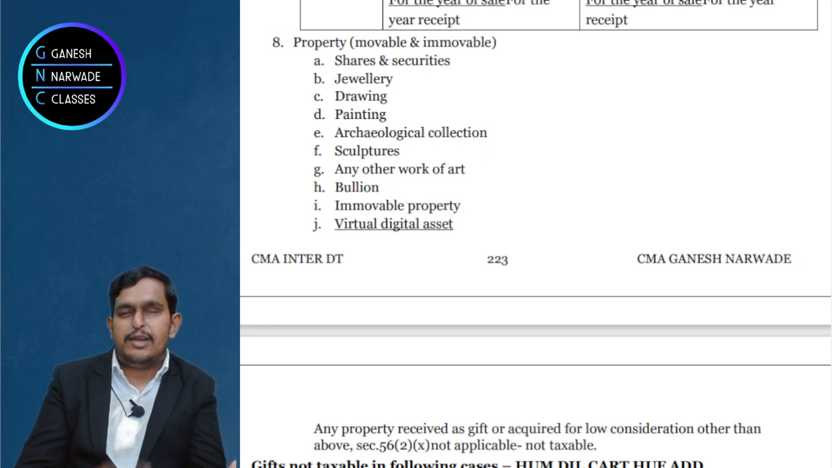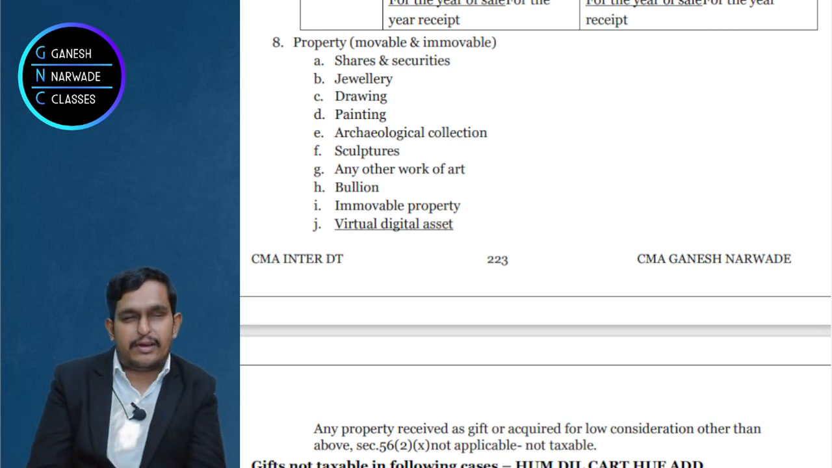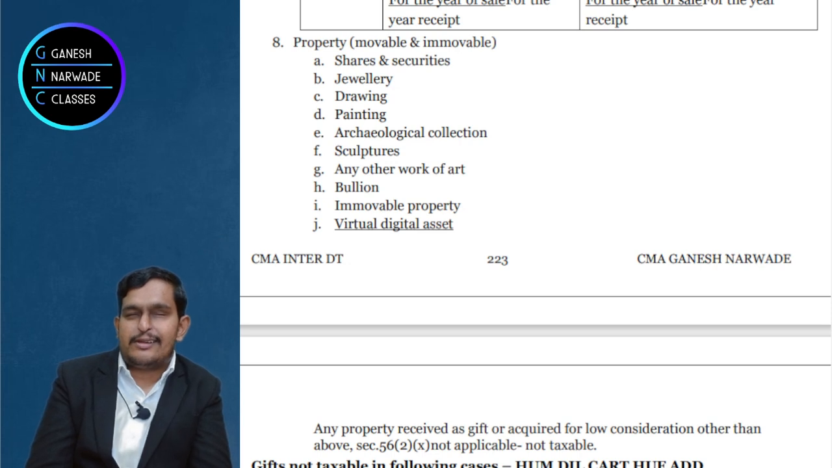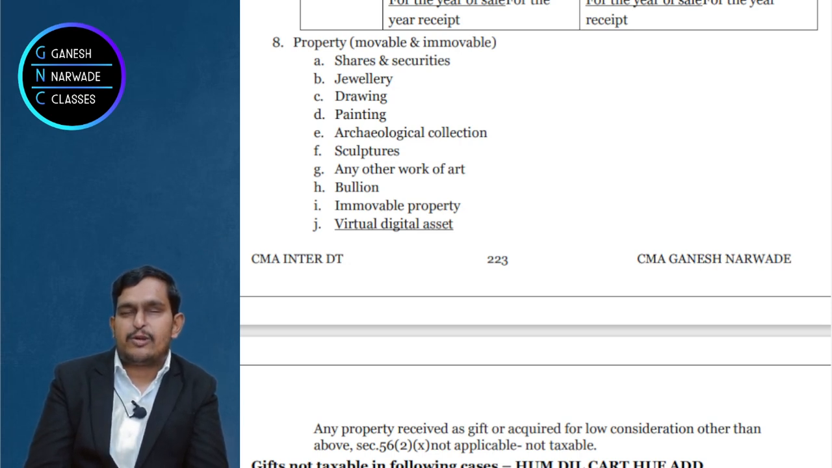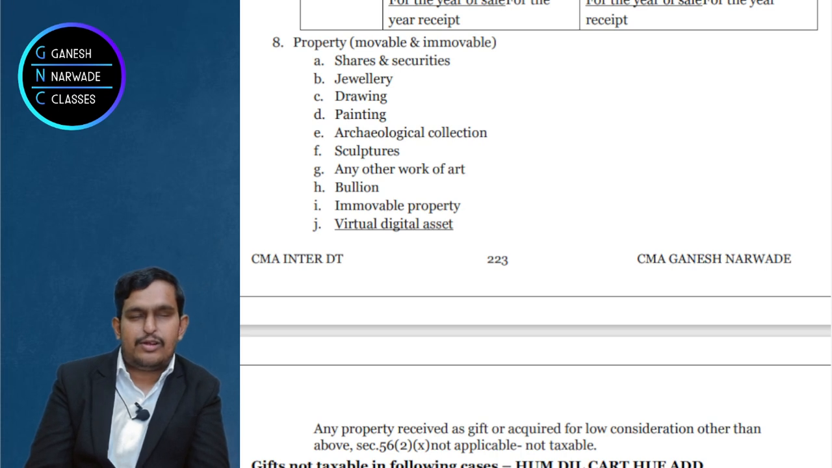So what is it? Jewelry, painting, archaeological collections, work of art, drawings and sculptures, that is 6. Bullion, shares and securities, virtual digital asset, and immovable property like land and building. This is the property. Only for these 10 items does the taxation of gift concept apply. So 9 are movable items as I said, and 1 is immovable property.